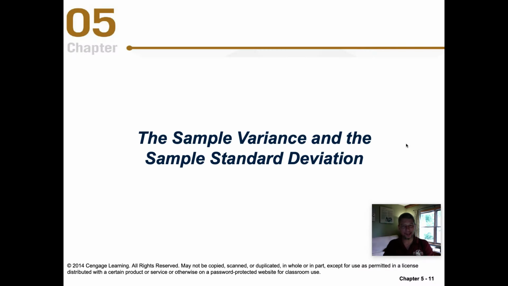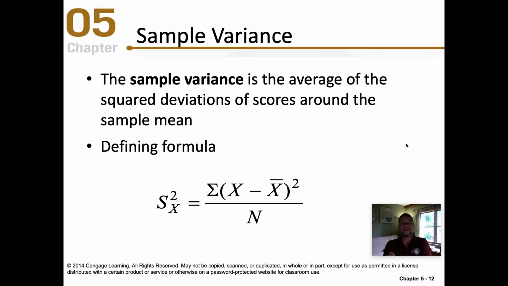So that leads us to the actual calculations of variance and the sample standard deviation. Okay, these are actually two different calculations, although you'll see in just a second that they are very closely related. So let's start with the variance. The sample variance is the average of the squared deviations of scores around the sample mean.